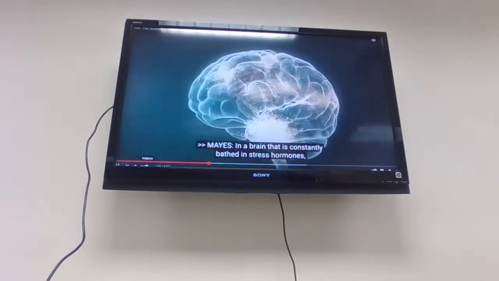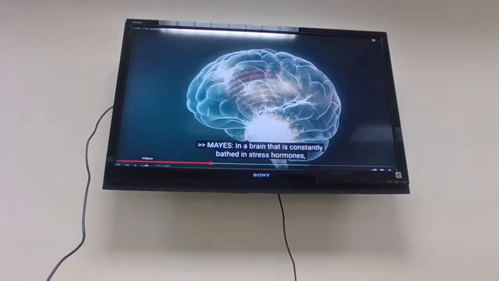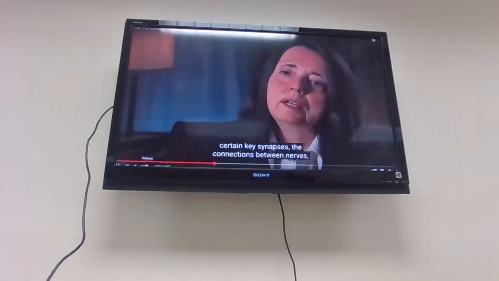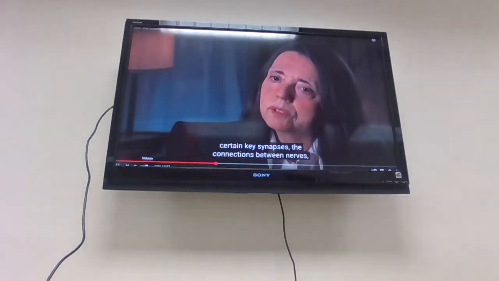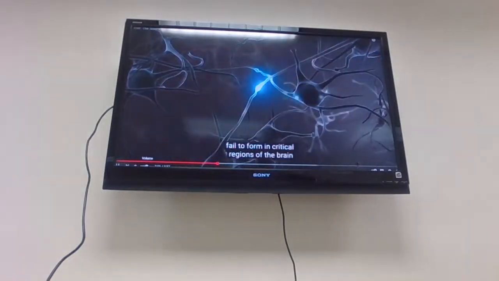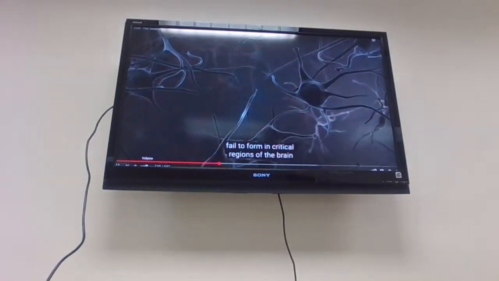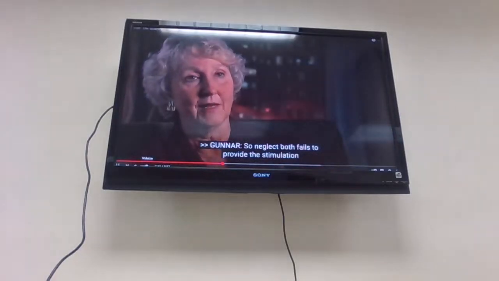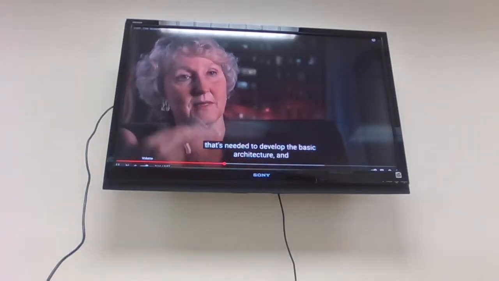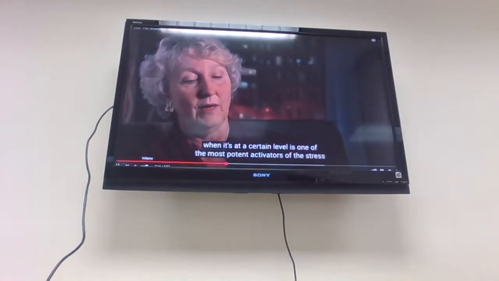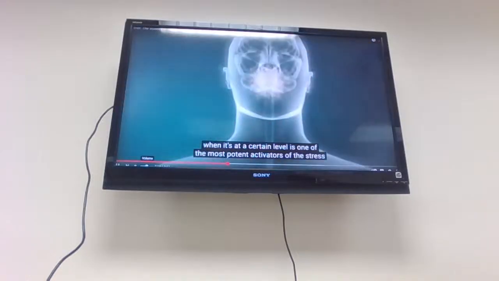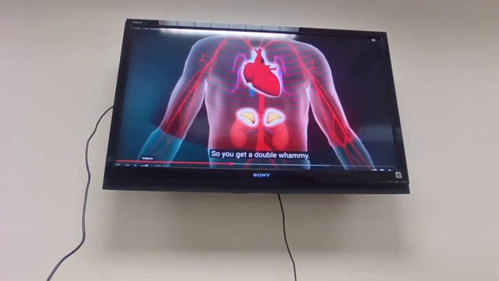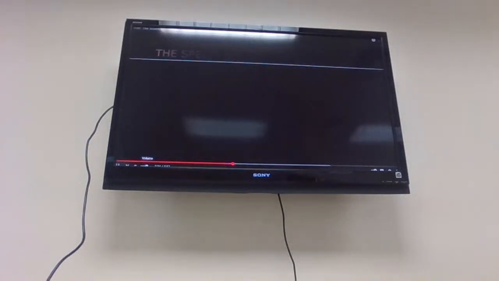In a brain that is constantly bathed in stress hormones, not that's up and down, that comes with normal development, certain key synapses, the connections between nerves, fail to form in critical regions of the brain. So neglect both fails to provide the stimulation that's needed to develop the basic architecture, and when it's at a certain level, is one of the most potent activators of the stress biology of a young child. So you get a double whammy.